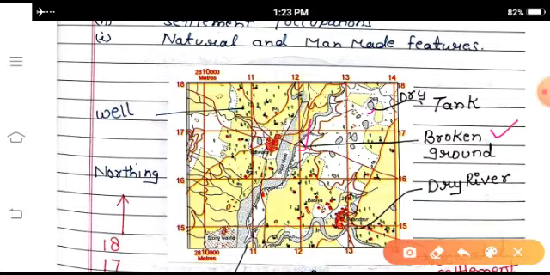Third, the blue color indicates the perennial well. Now a number of blue symbols here represent the wells. Now there is the Sipu Nadi, which is dotted, and these black dots are showing the dry river.